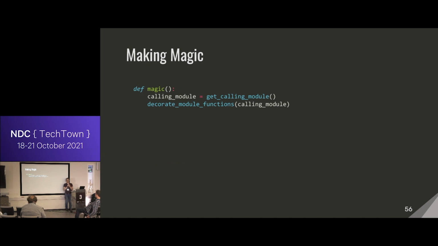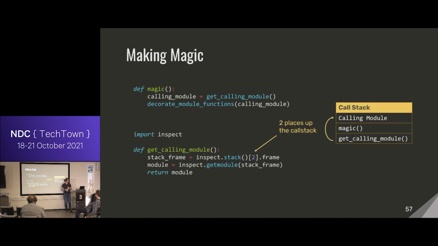So what does the magic function actually have to do? It needs to do two things. One is find out which is the calling module, where the function was called. And two, it needs to modify that module and decorate all the functions within it. Let's see how to do that.